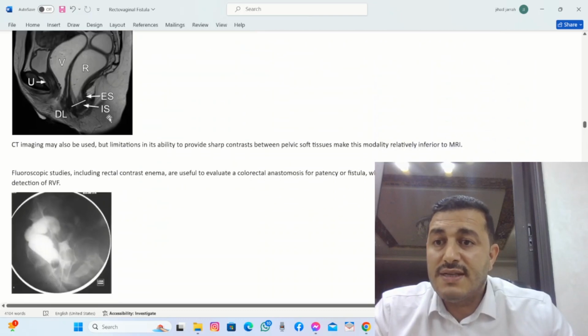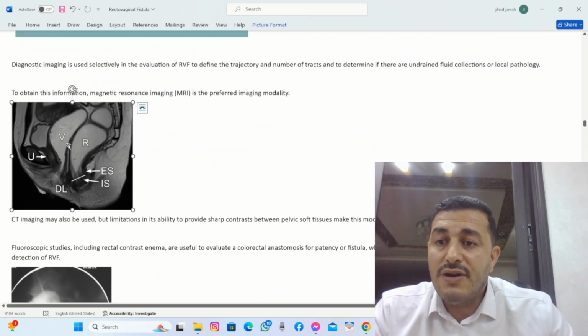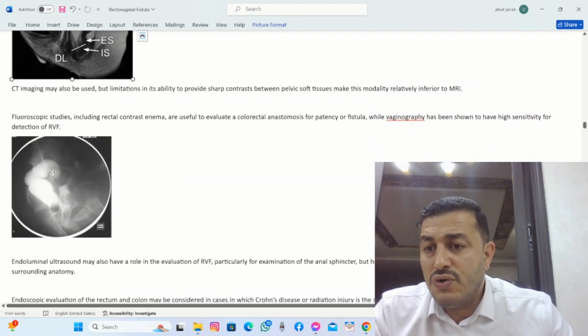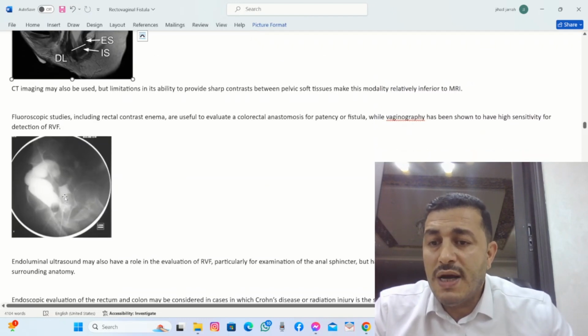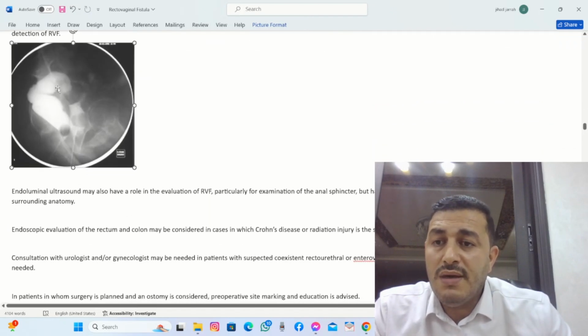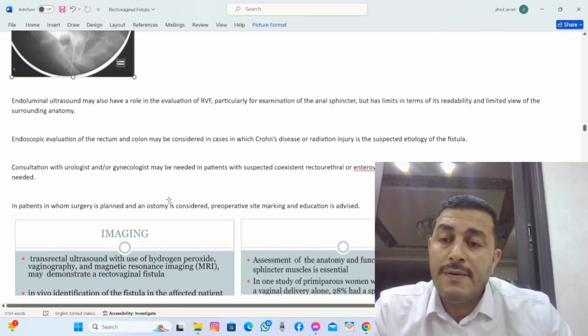I think I have this. This is an MRI. You can see the rectovaginal septum over here. This is the rectum, this is the vagina, this is the rectovaginal septum, which looks nice here. This is a vaginography which shows a fistula. I doubt that you can figure it out, nor can I, but this is a vaginography.